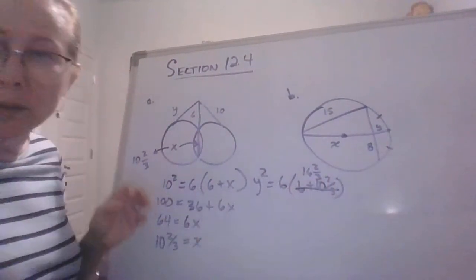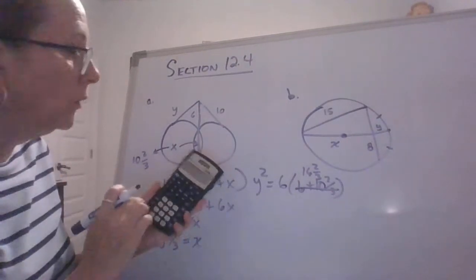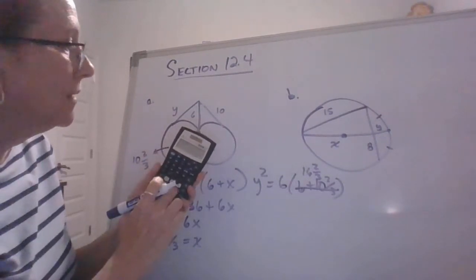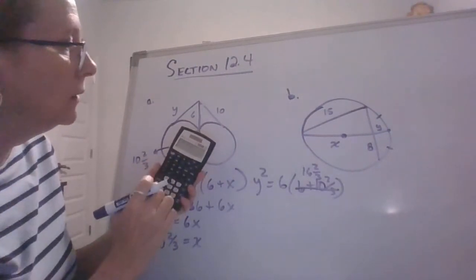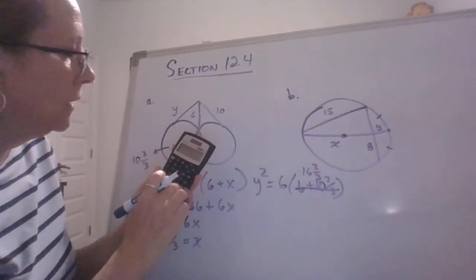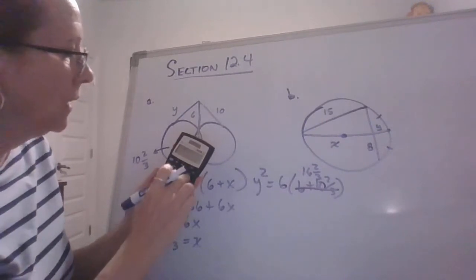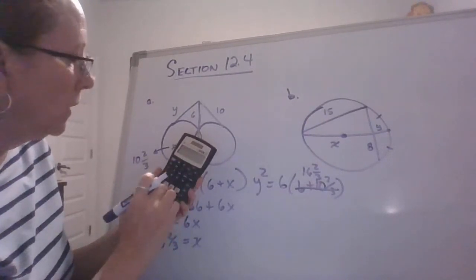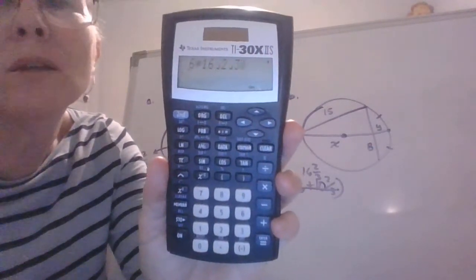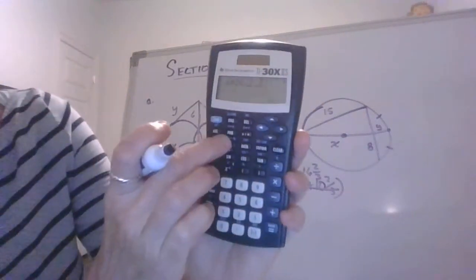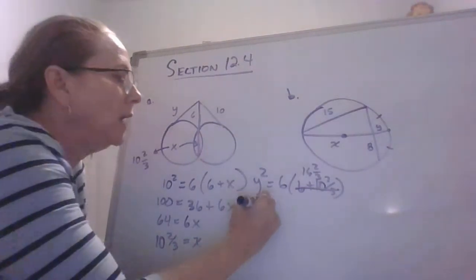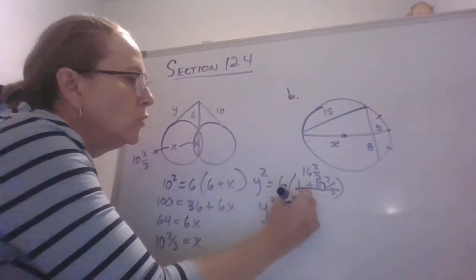Now, if you remember how to use your calculator in fractions, you can do 6 times 16, fraction button, and 2, fraction button. Oops, I forgot to hit times. I hit the fraction button too soon. 6 times 16 and 2 fraction button thirds. So it looks like this. Those little sort of L's are from hitting that fraction button. Equals. It comes out to 100. Yay. So y squared equals 100.